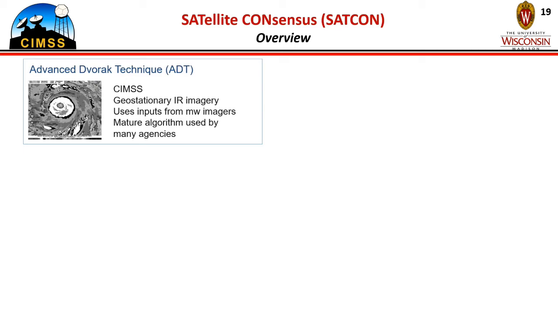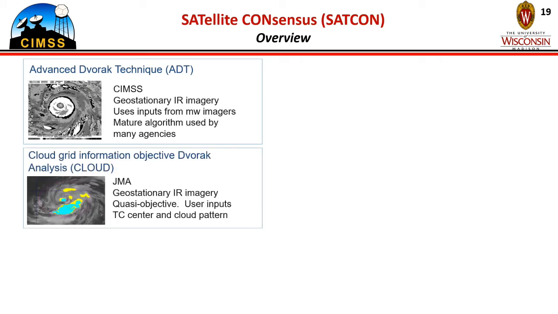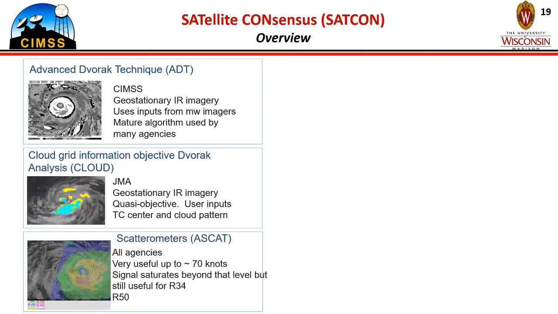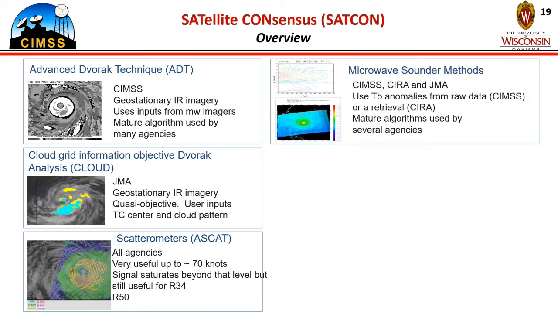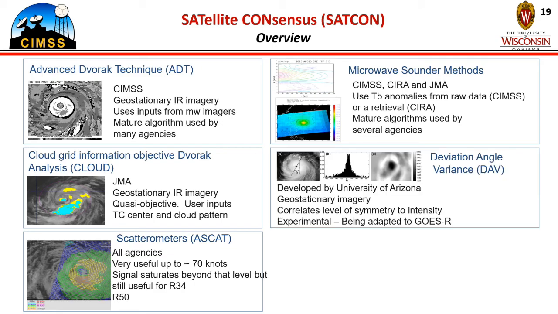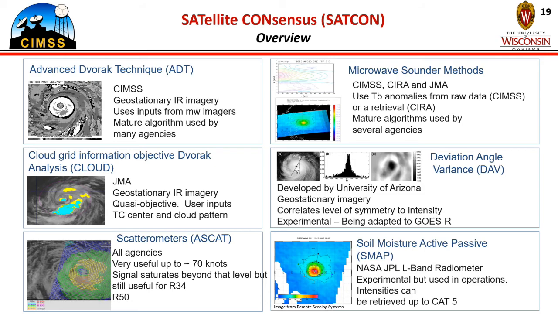Many different satellite-based tropical cyclone intensity estimation algorithms are available, including those that use either geostationary and polar orbiting imagery. Some are listed here. The ADTs we already discussed. The cloud method developed at JMA. Various scatterometers look at sea surface winds. Microwave sounder methods. The deviation angle variance technique, and SMAP radiometers.